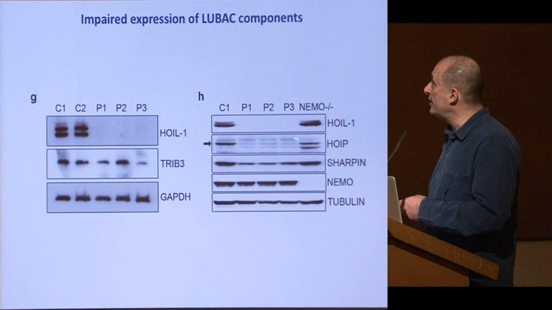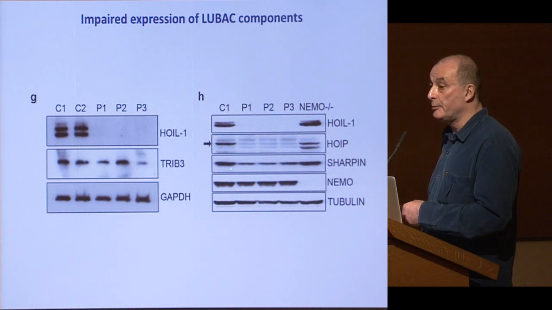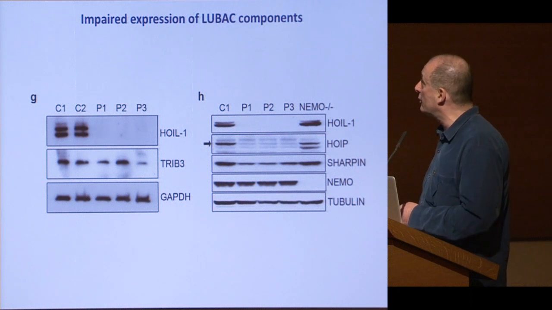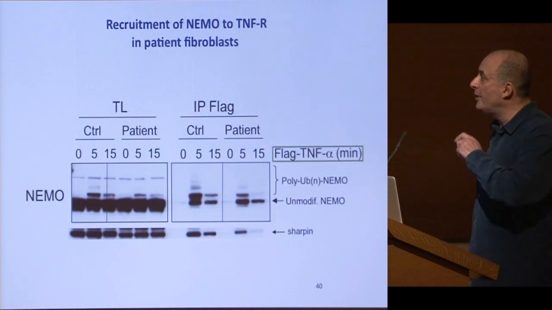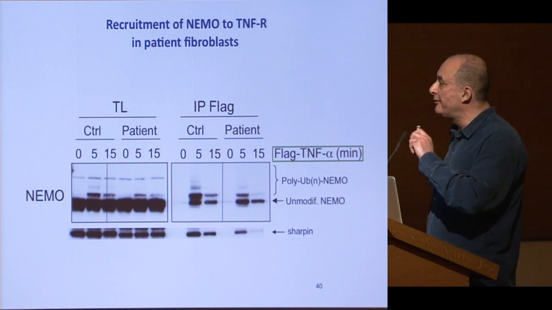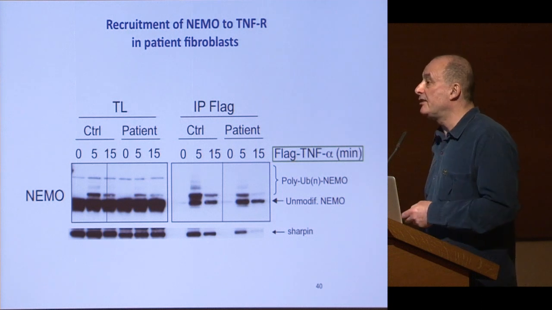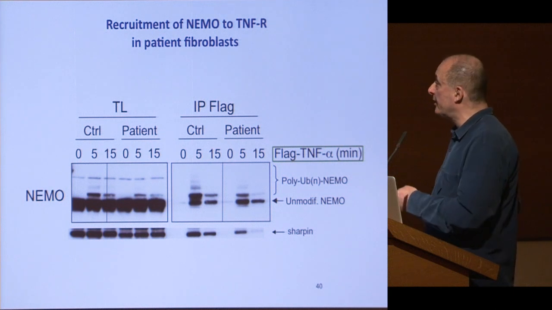But what's more interesting is that they also have a reduced amount of the 2 other components of the complex, HOIP and SHARPIN, which means that HOIL is probably required for the stabilization of the entire complex. So, as I mentioned, the LUBAC complex is probably involved in recruitment to the receptor signalosome. So what we did was test for the recruitment of NEMO to both the TNF and IL-1 receptors.